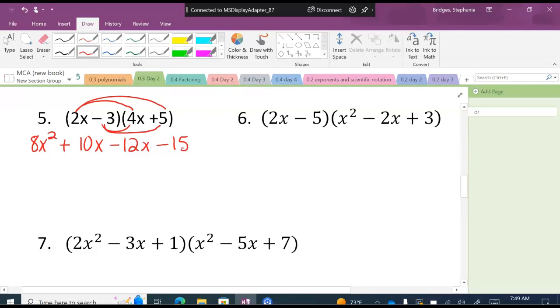Am I finished with that one? I got to combine my like terms. The biggest mistake people make with these is just adding incorrectly when you're combining your like terms. So just pay attention to the signs. Make sure that you're adding that positive 10x with that negative 12x. And that gives us a negative what? 2x. Okay.